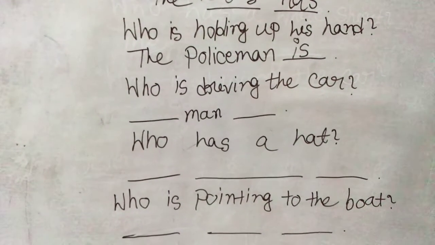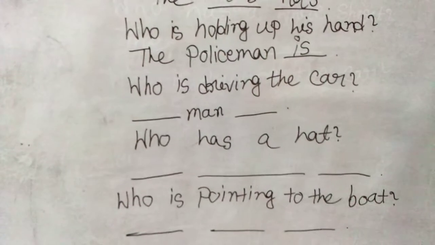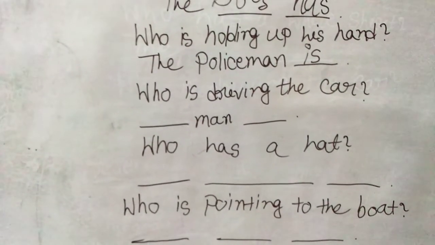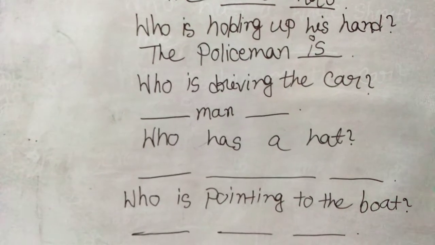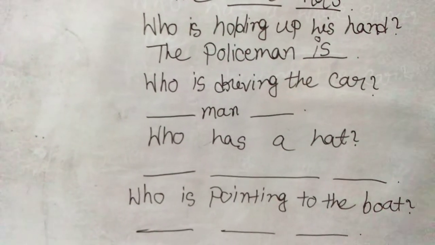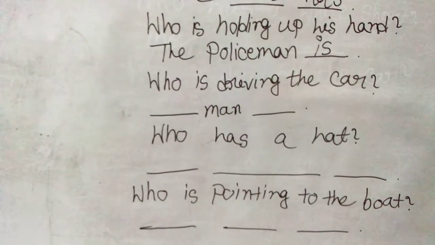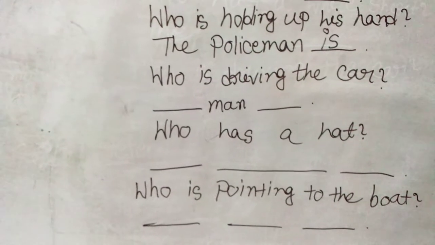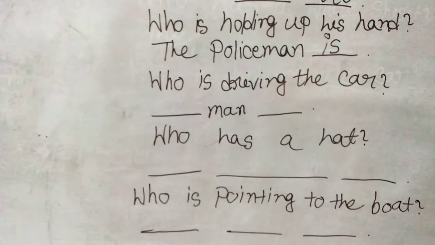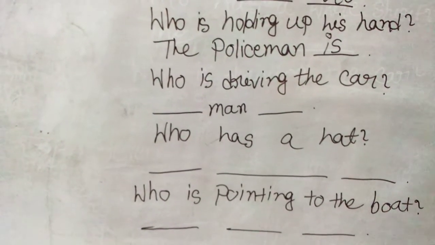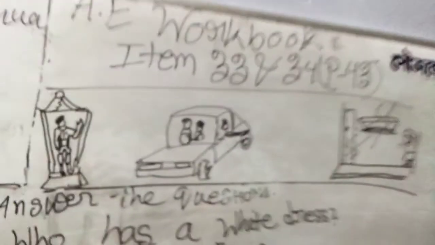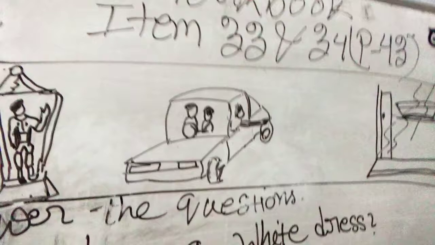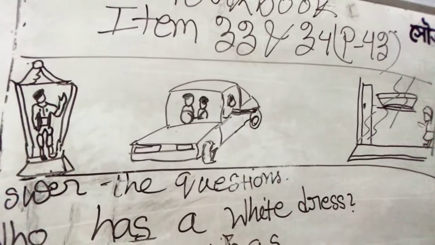Now coming to the next one, it is who is driving the car? Can you see the question? Can you match it in your book? So, who is driving the car? Now it's about the car. Let us see who is actually driving the car. Here, in front of the car, the man is holding the steering wheel. So we can write the man is.